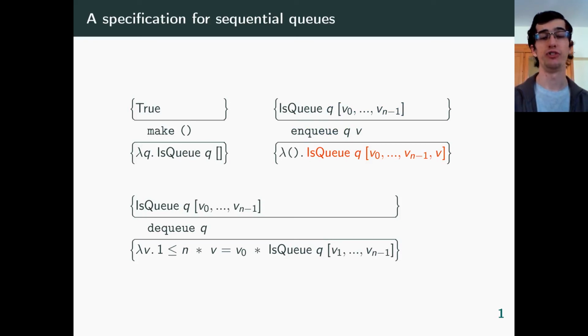We have a representation predicate isQ, which asserts that q is a memory location storing a well-formed queue data structure whose items are in order, the values in the given list. We are in separation logic, so conjunction is denoted with an asterisk, and the assertion isQ is not duplicable. Rather, it asserts the unique ownership of the queue.